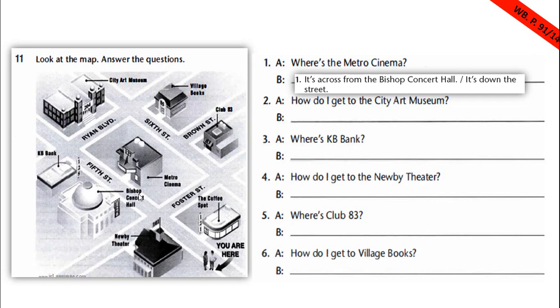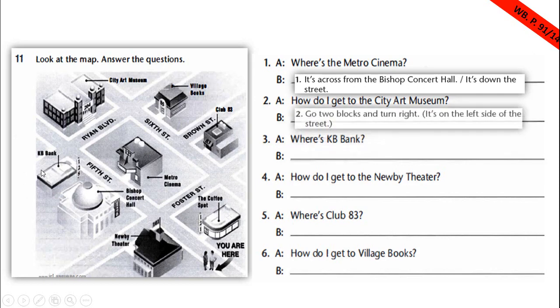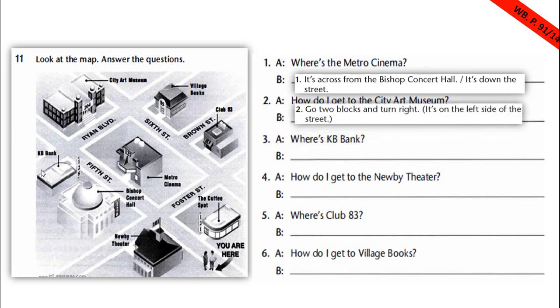Number 2, how do I get to the city art museum? What is the museum? It's here. Again, the people are here, don't forget. So I can say go down the street and then turn left or right. Can you think about that? I think the answer is easy. Go 2 blocks, I mean this block and this block, and then turn right.